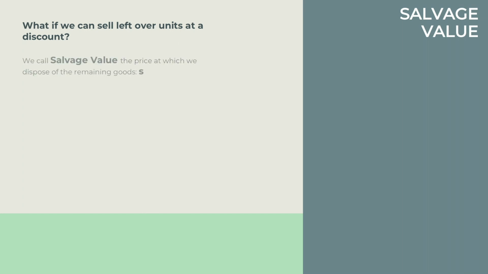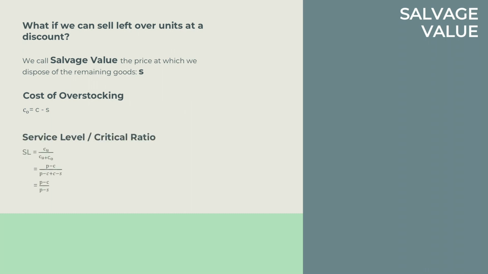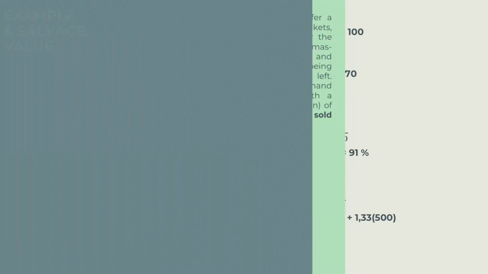We call the price at which we can sell remaining goods salvage value and denote it with the letter S. The cost of overstocking is reduced by the salvage value S. The resulting critical ratio formula is P minus C over P minus S. How would this impact the previous example?